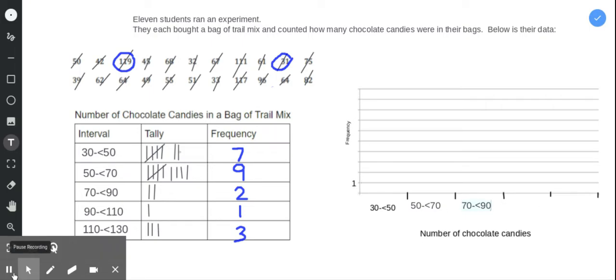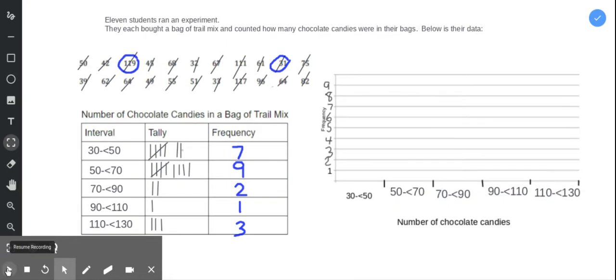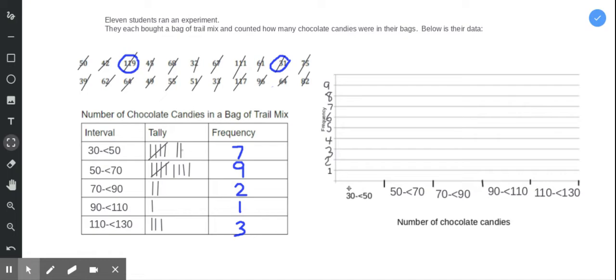So I'm going to jump ahead to what this graph looks like when it's complete. When it's all said and done, my axes are labeled. My first interval should be 7, so it's going to come up to 7, and it'll look very similar to a bar graph. You can fill it in, color it in.